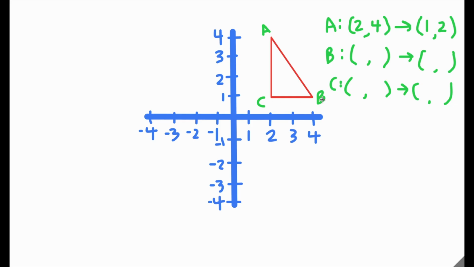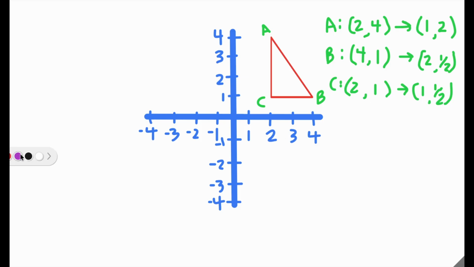Okay, then our point B on the pre-image is at 4, 1. If we're dividing both of those by 2, that's going to become 2, 1/2. Then our final point C is at 2, 1. If we're scaling that one down, that's going to become 1, 1/2. So now it's completely scaled down.